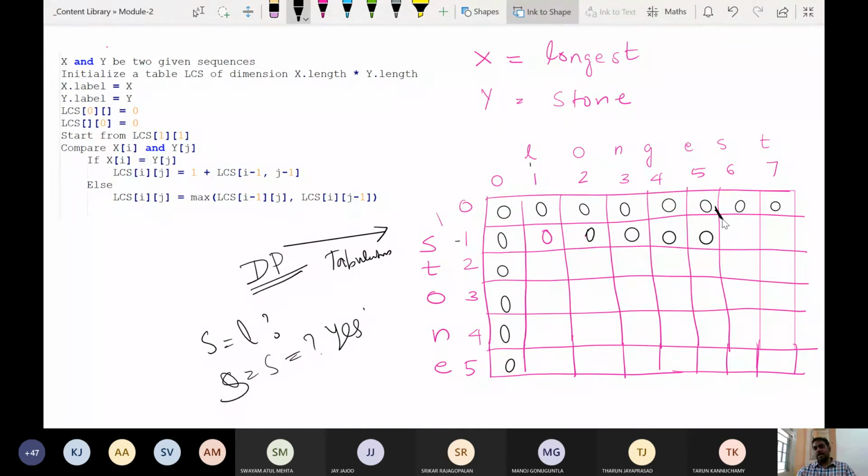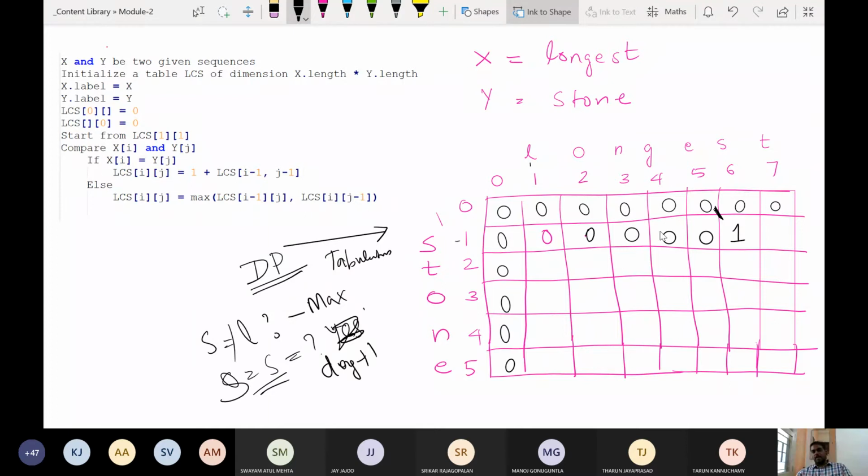There are many diagonal positions. So for this one, by subtracting one index from the row and one index from the column, you will reach here and add 1. Add 1 means 0 plus 1 is equal to 1. So maximum need not be taken. In this case, diagonal plus 1. Here, maximum of one cell up and one cell left. If they are not matching, one cell up, one cell left, maximum. Matching means diagonal plus 1. When there is an equality, there is no maximum or minimum; just add 1 to the diagonal value.